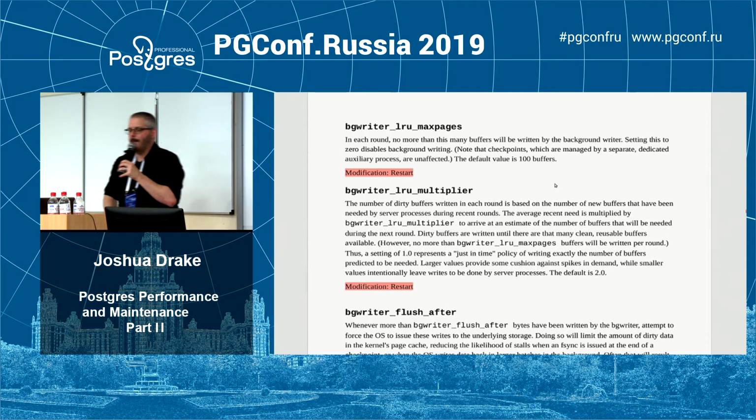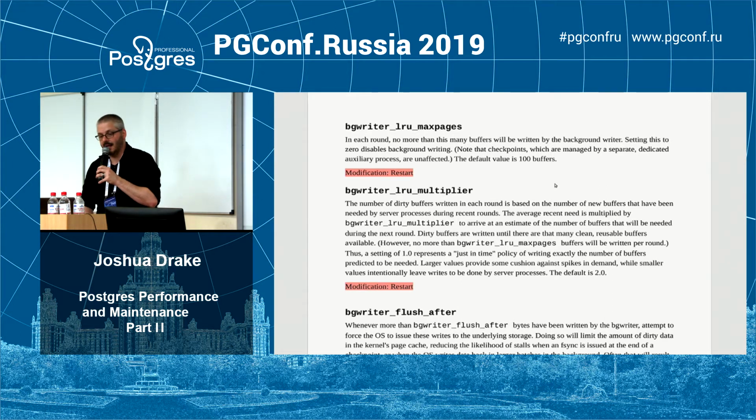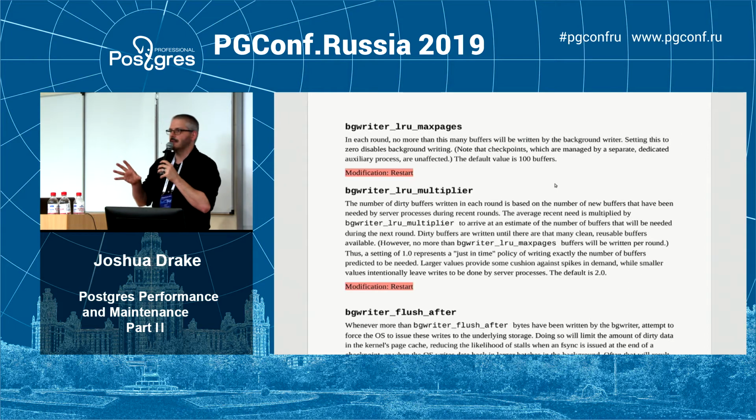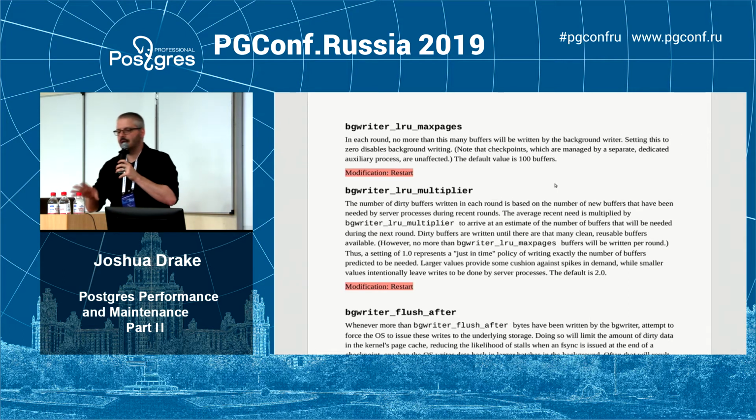BGWriter LRU max pages. In each round, no more than this many buffers will be written by the background writer. Setting this to 0 disables background writing. Note that checkpoints, which are managed by a separate dedicated auxiliary process, are unaffected. The default value is 100 buffers. Remember that buffers are 8K. So what we're saying here is the max number of dirty pages will be 8K times 100.